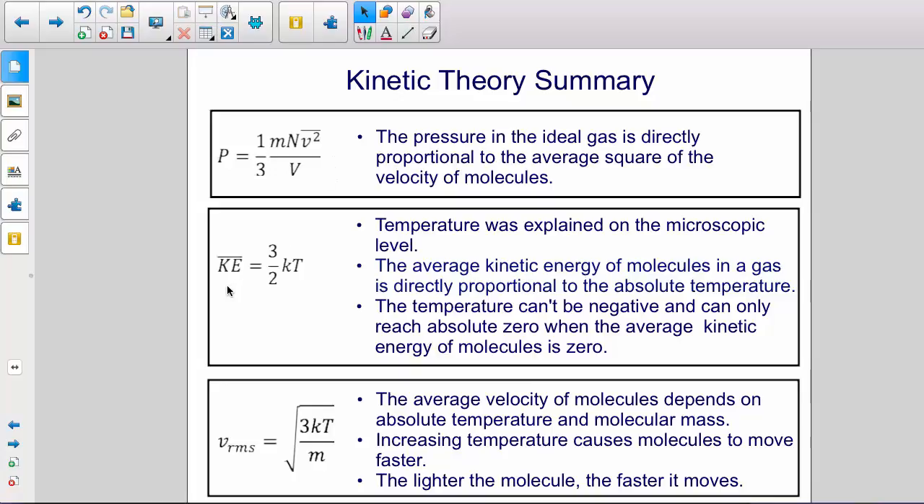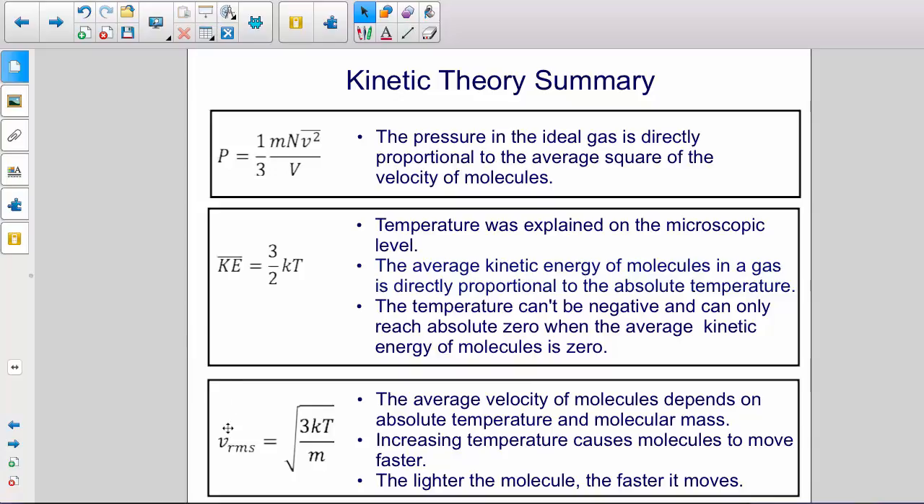The next finding is that the average kinetic energy per molecule is 3/2 kT, where k is the Boltzmann constant and T is the temperature given in kelvins, that is, the absolute temperature. Now, this tells us that the average kinetic energy of molecules in a gas is proportional to the absolute temperature. More to the point, it really defines absolute temperature in terms of the average kinetic energy of the molecules of the gas. It tells us that temperature cannot be negative, and it can only reach absolute zero when the average kinetic energy of molecules has reached zero.